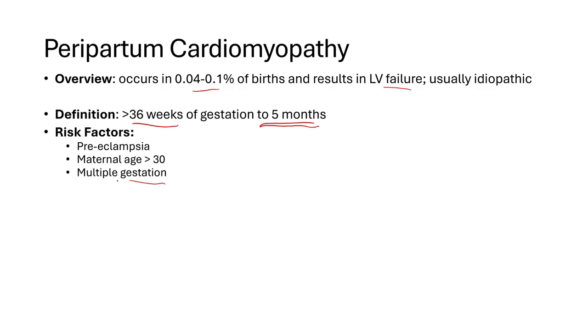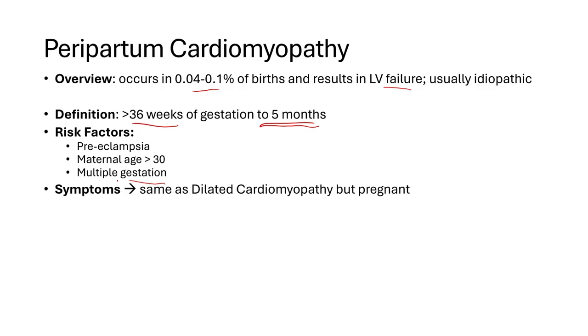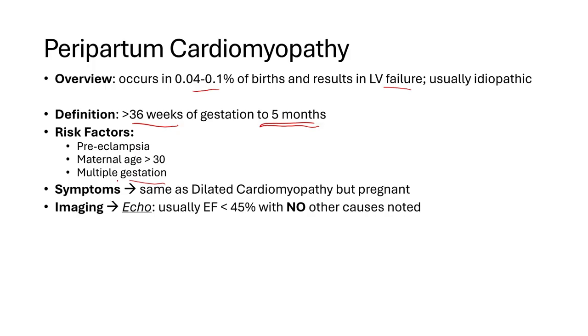Now, the symptoms are going to be exactly what you think they are. The symptoms are the same as dilated cardiomyopathy: S3, orthopnea, lower extremity swelling, JVD, etc. And of course, the imaging is going to be the exact same as well. We typically get an echo, but in this case, we're looking for a significant ejection fraction decrease, typically less than 45%. We also need to look for other causes, and of course, with peripartum cardiomyopathy, there'll be no other causes.